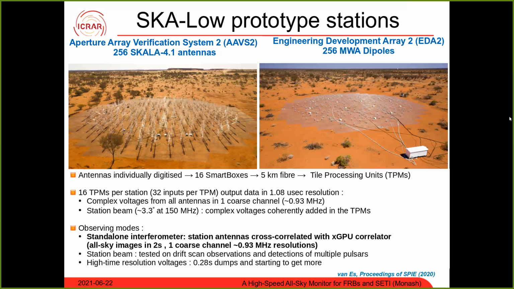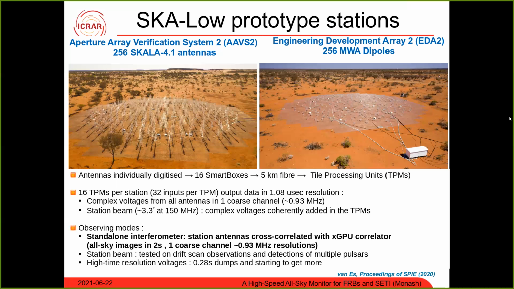As you might notice, I am more interested in wide field observations, and these stations can also be used very nicely for this, because the complex voltages from each individual antenna can be cross-correlated to form intra-station visibilities. This has been done in real time using the XGPU software correlator, and we were producing visibilities in 2-second time resolution in just one coarse channel of the order of, as I said, 1 megahertz. And then these visibilities can be processed, and images over the entire hemisphere can be formed.